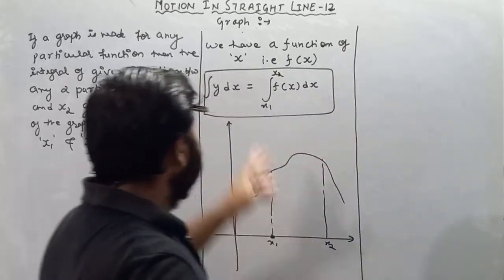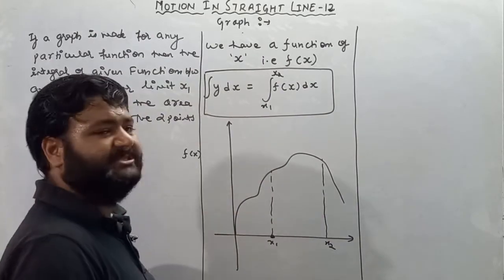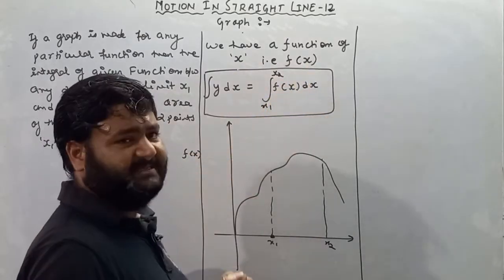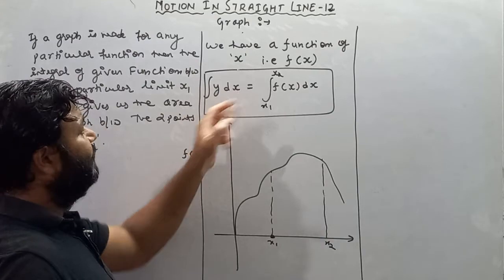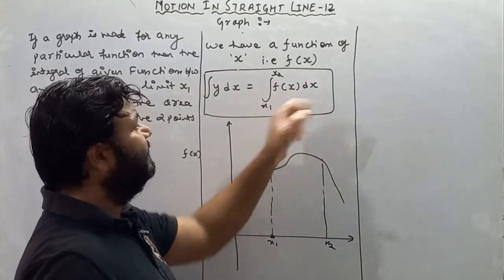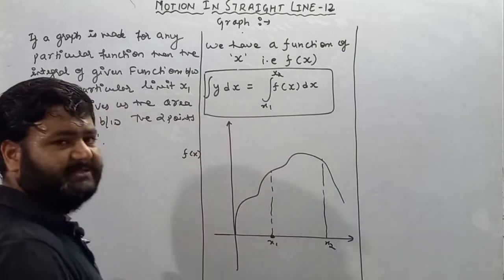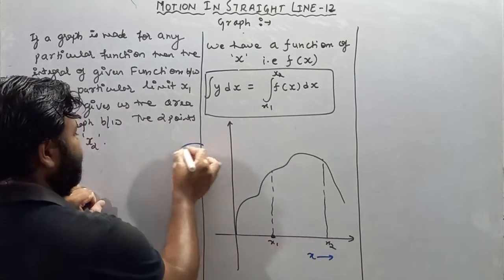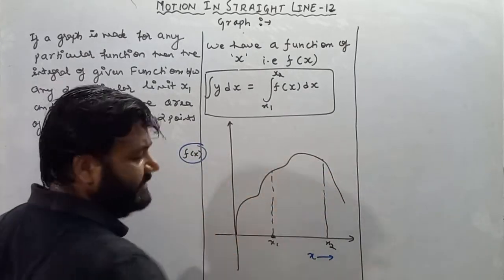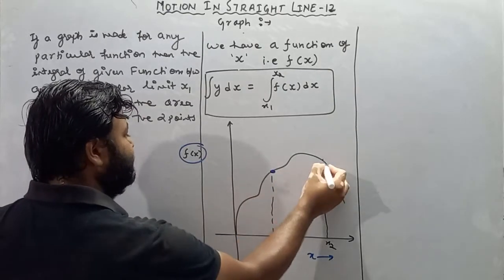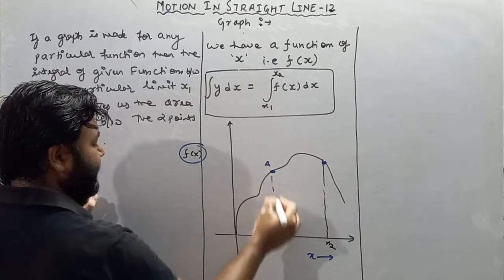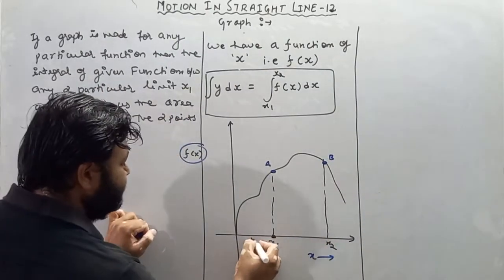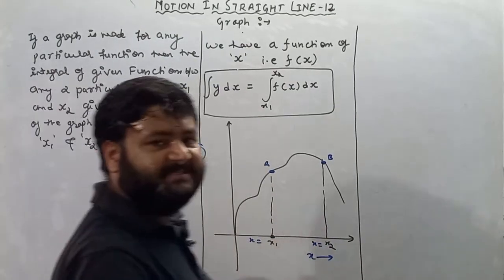So let's start. I'll write here: let's suppose we have a function of x, that is f(x). Let's say the integral of y dx equals the integral of f(x) dx, with limits x1 to x2. I'll make a graph of the function with respect to x. I'll opt for two points. At point A, the value of x is x1, and at point B, the value of x is x2.